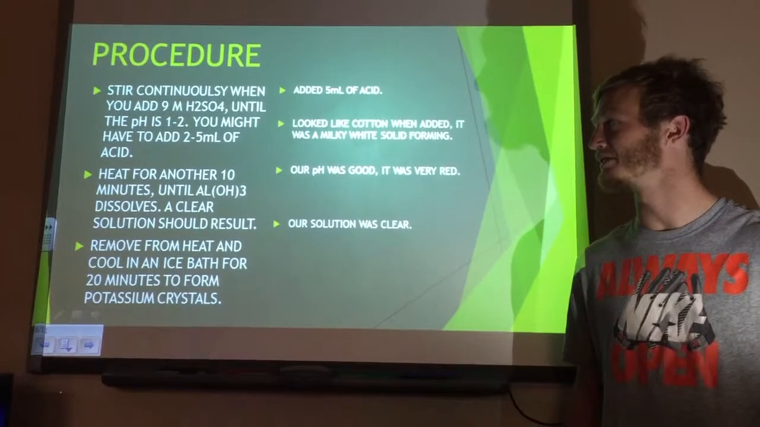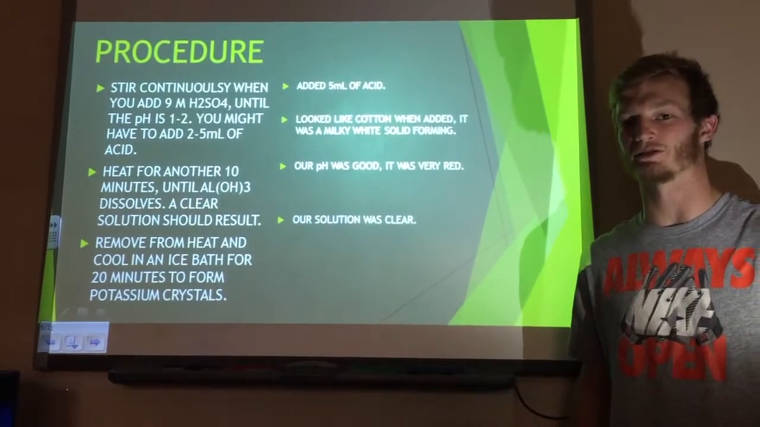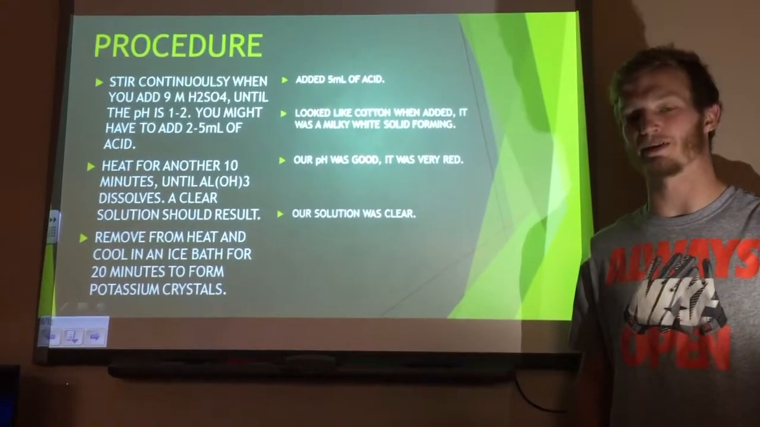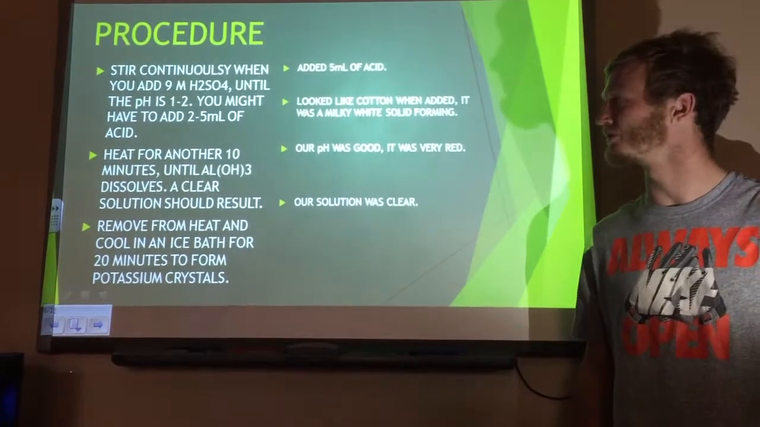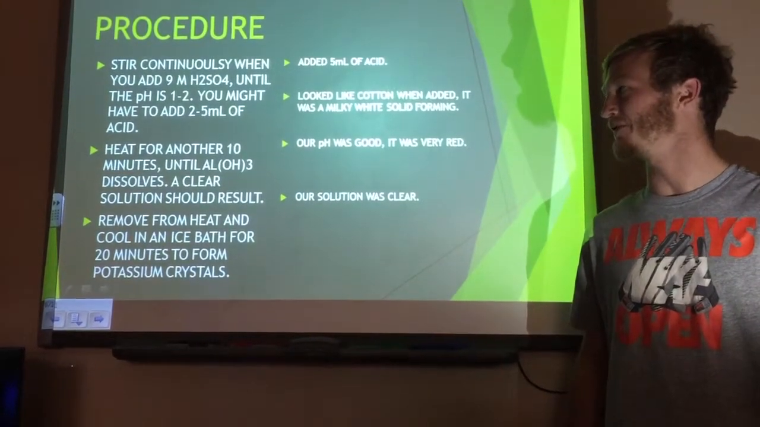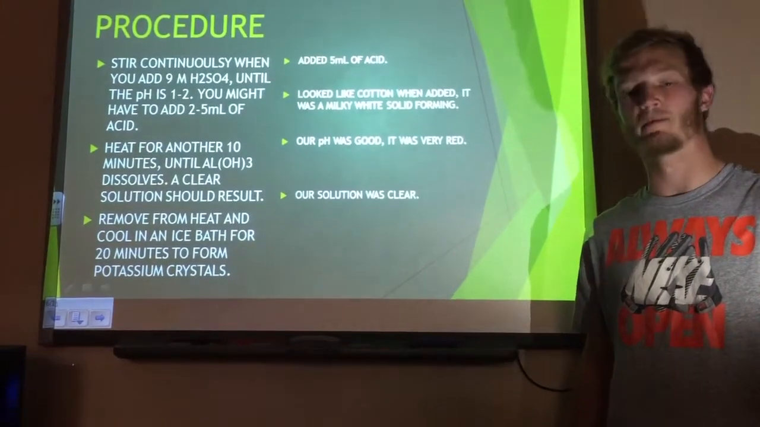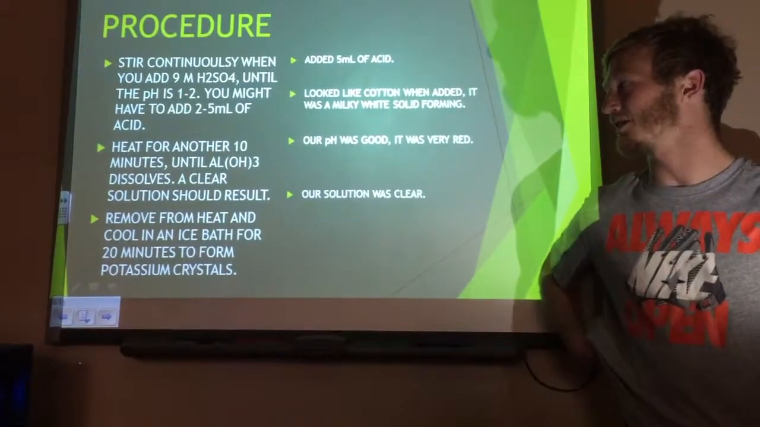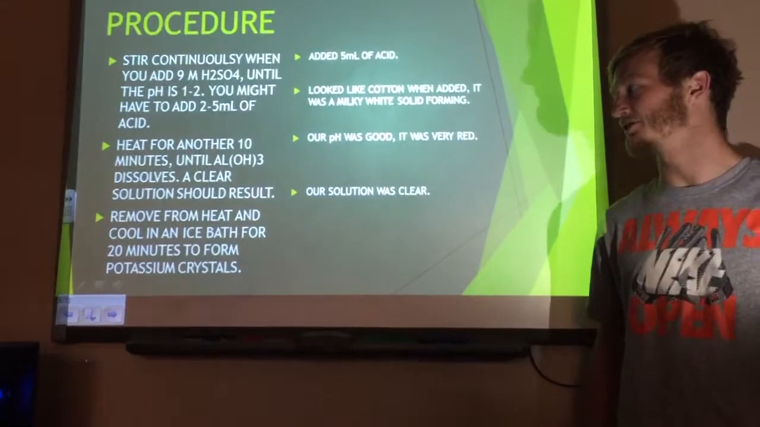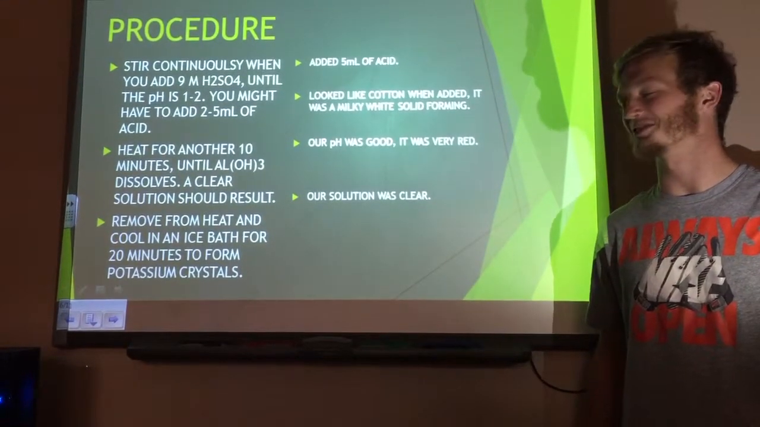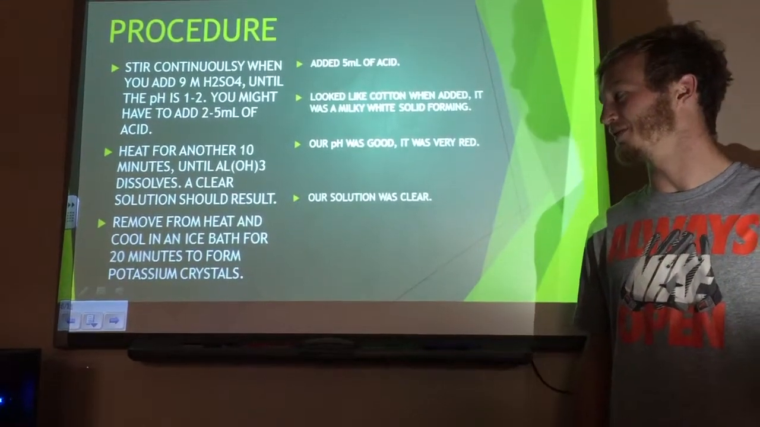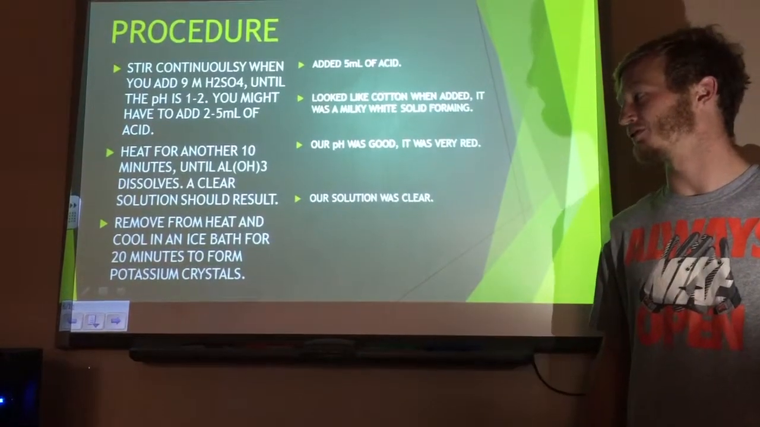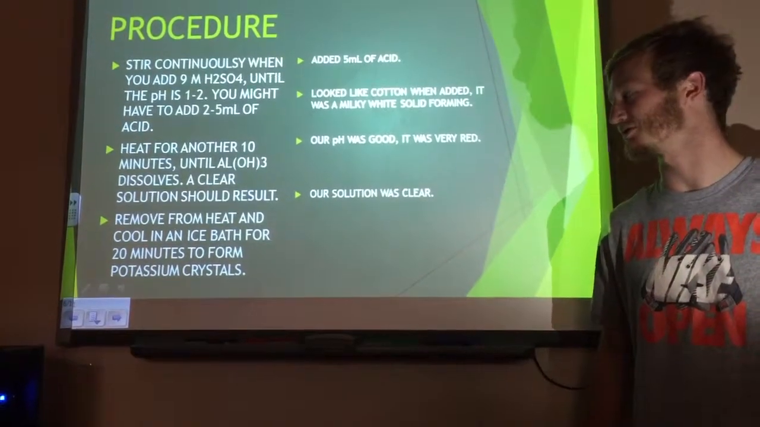Stir continuously when you add 9 molar H2SO4 until the pH is between 1 and 2. You might have to add 2 to 5 milliliters of the acid. Heat for another 10 minutes until the aluminum hydroxide dissolves. A clear solution should result. Remove from heat and cool in an ice bath for 20 minutes to form potassium alum crystals.